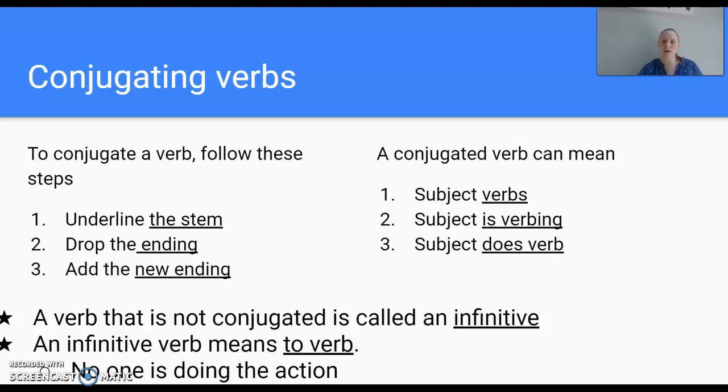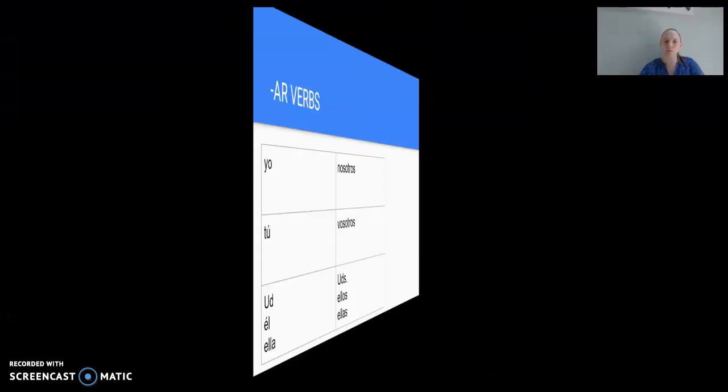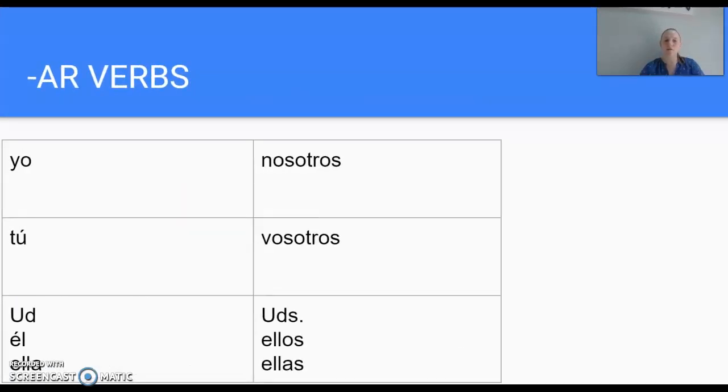Spanish verbs end in either AR, ER, or IR. Okay, so let's look at our AR verbs. So again, we have our subject pronouns chart. UD is the abbreviation for usted. UDS is the abbreviation for ustedes. I think I misspoke. Sorry.